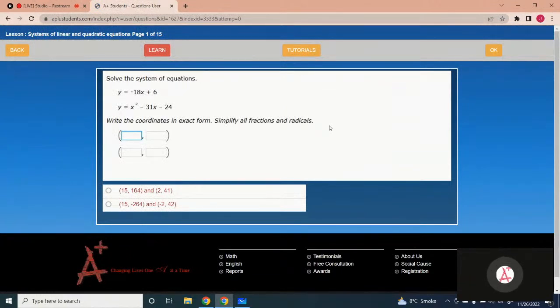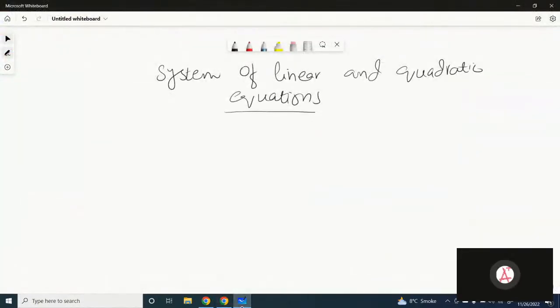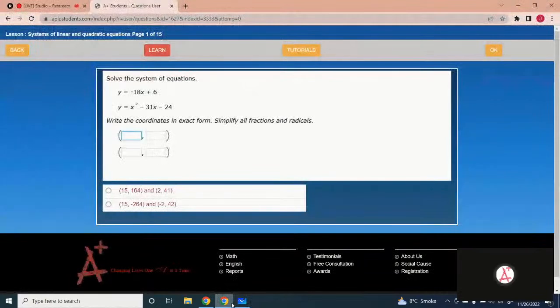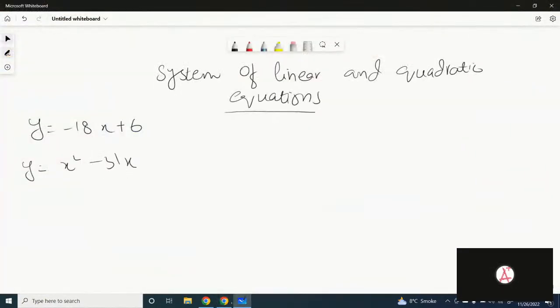Okay, you are given two equations. One of them is y equals negative 18x plus 6. The second one is y equals x square minus 31x minus 4. Just look at both the equations. This is the linear equation because it involves two variables, but both of them have the power 1. Got it? This is the linear equation.